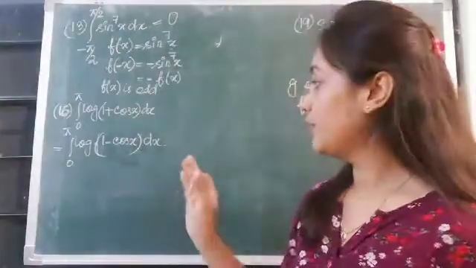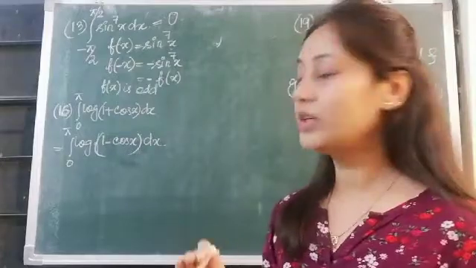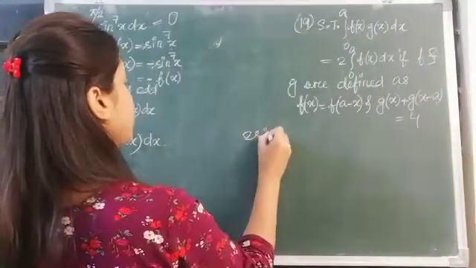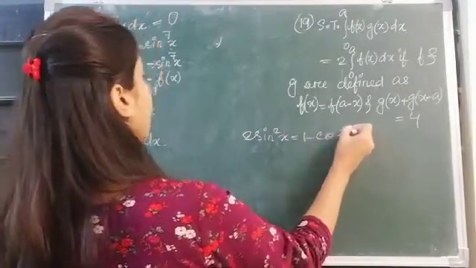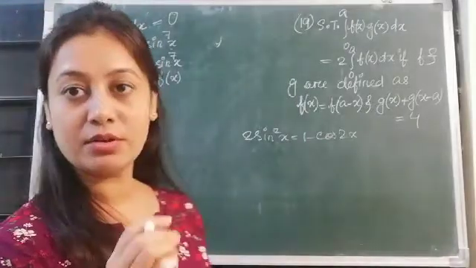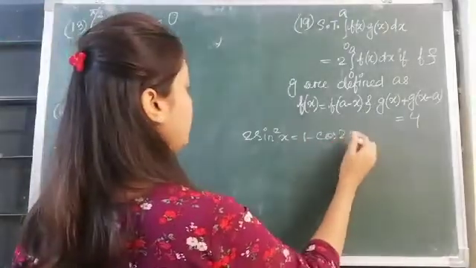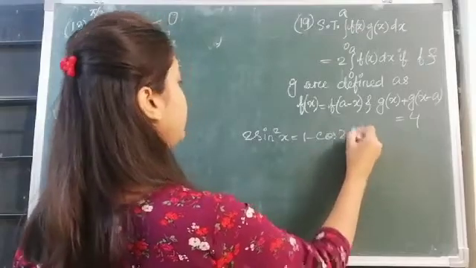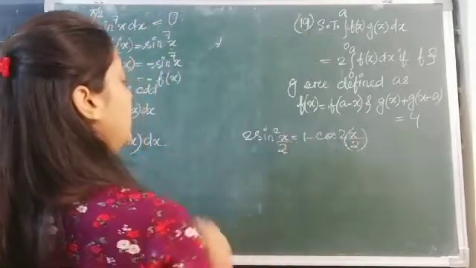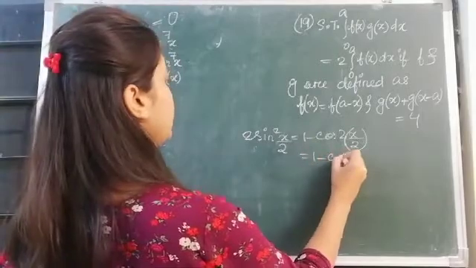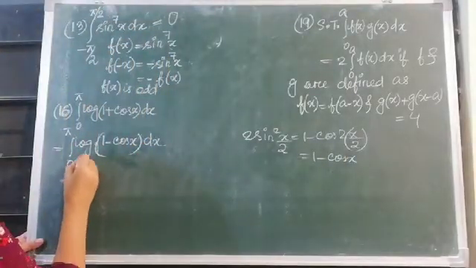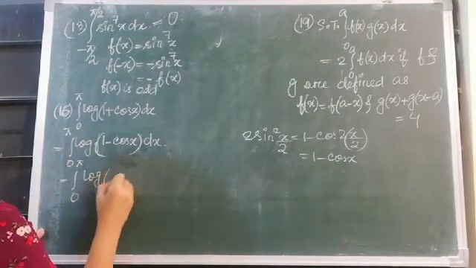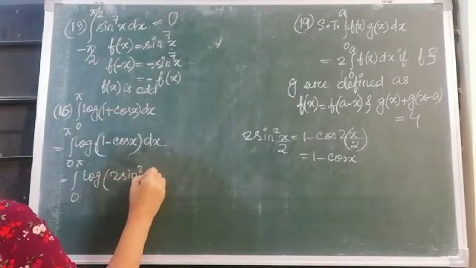Okay. Next you have to integrate this. Now how will you do that? 1 minus cos x is equal to what? We know 2 sine square x is equal to 1 minus cos twice x. But here along with x the coefficient is 1, right? Not twice x. So if you take the angle to be equal to x by 2, then you'll get how much? 1 minus cos x. Right students? So this part will be equal to integral from 0 to pi of log of 2 sine square x by 2.